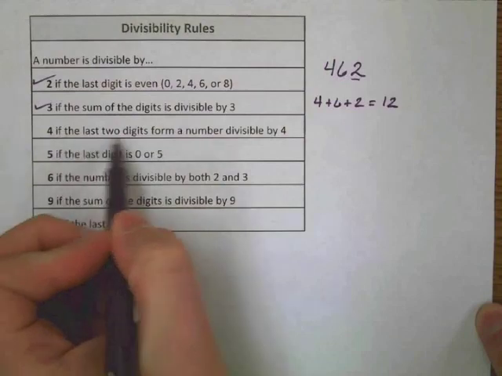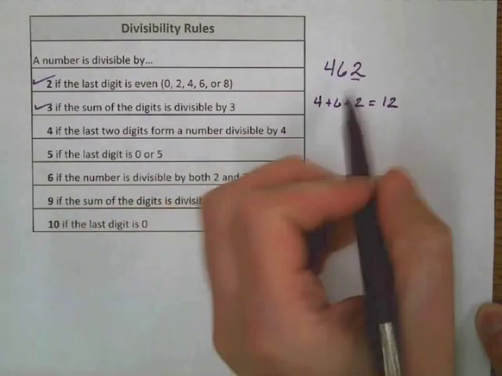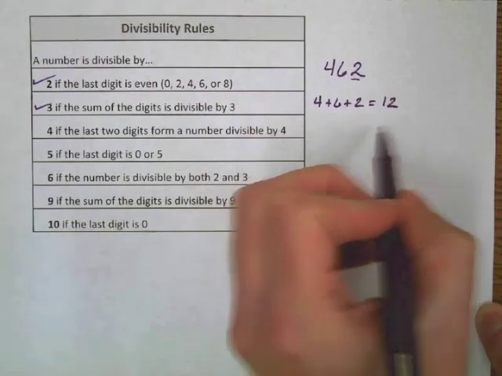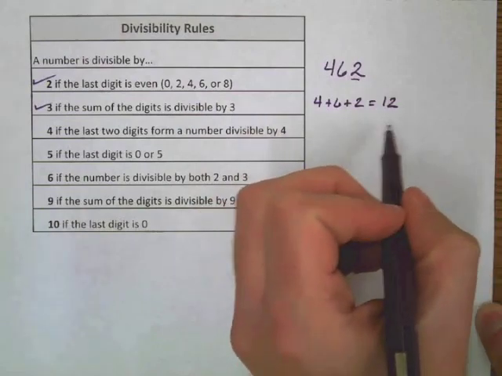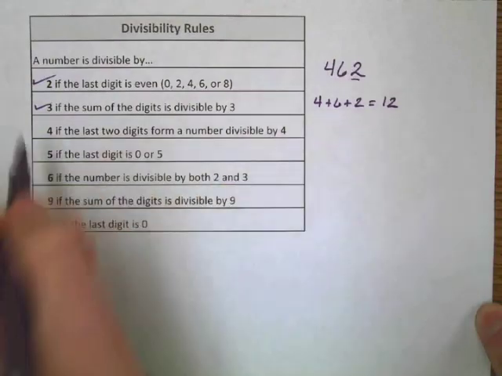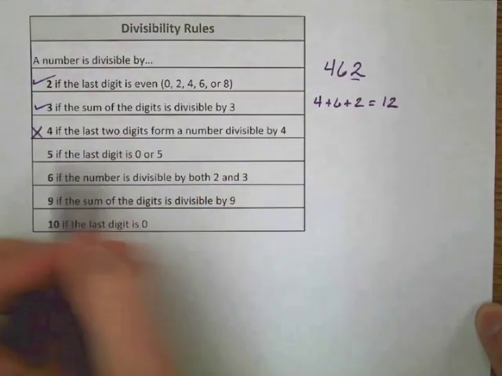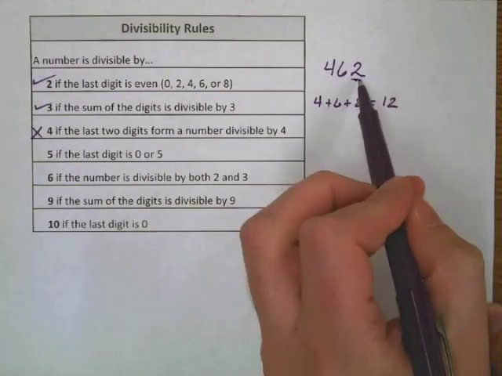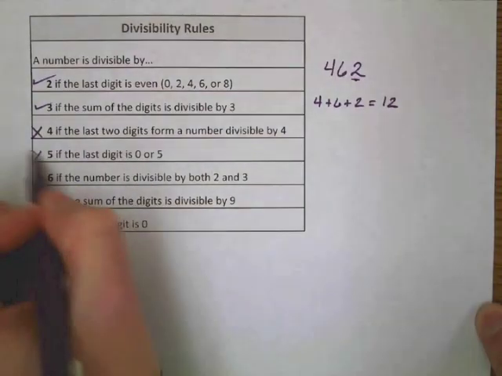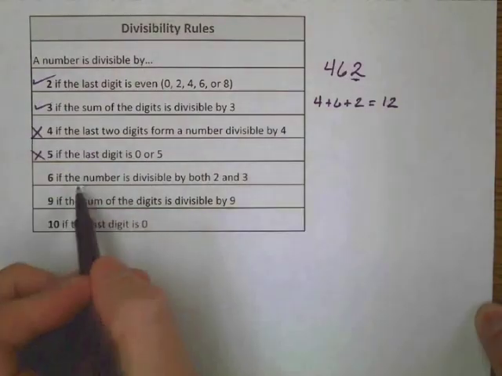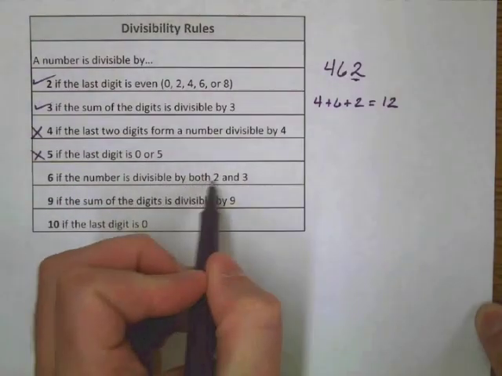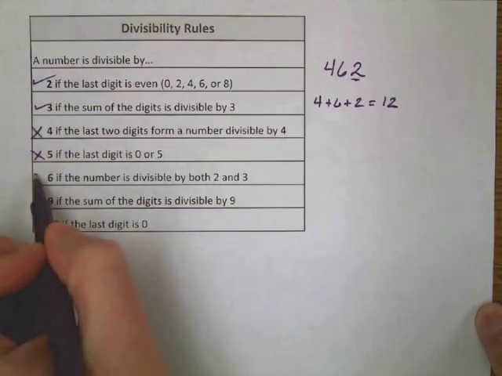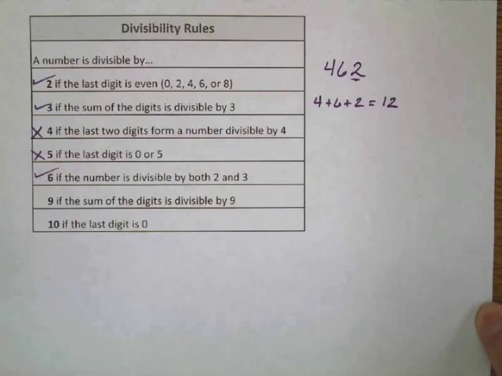4. If the last two digits form a number divisible by 4, well, 62 is not divisible by 4. We end up with 15 and some remainder. So, no. 5. If the last digit is a 0 or a 5. Not a 0, not a 5, not divisible by 5. 6. If the number is divisible by both 2 and 3. Divisible by 2 and divisible by 3, so it is divisible by 6.